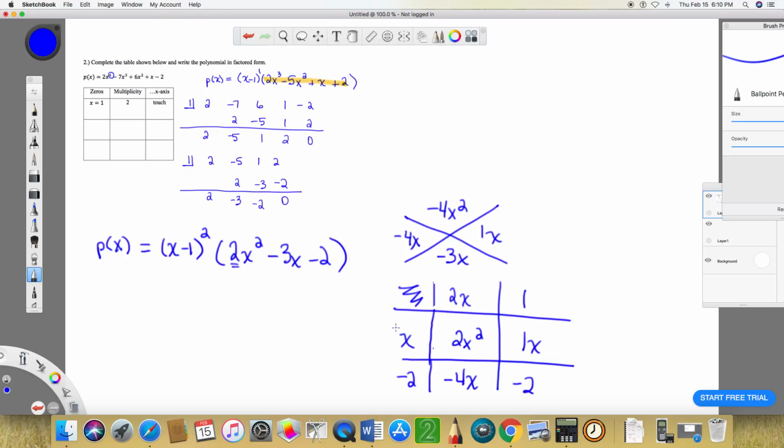So let's check. 1x times 2x, 2x squared. 1x times 1, 1x, negative 2. And negative 2 times 1, right there, negative 2. So negative 2 times 2 is negative 4. Yeah, everything checks. Everything's really good.